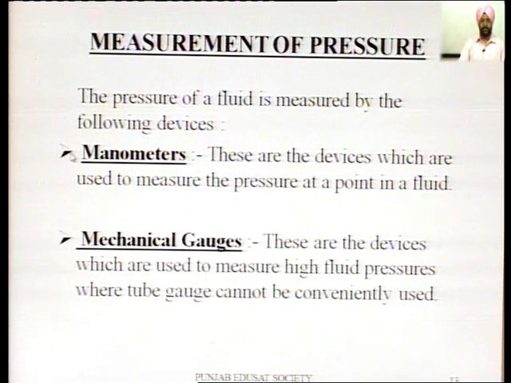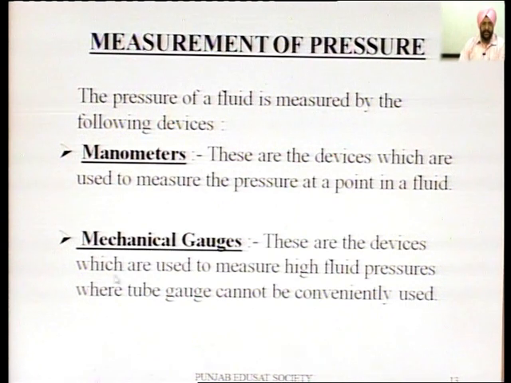Firstly, the manometers. Manometers are the devices which are used to measure the pressure at a point in a fluid. So to measure the pressure at a particular point in a fluid, it is always advisable to use this device, manometers. Manometers are also of different types, we will discuss that just now.